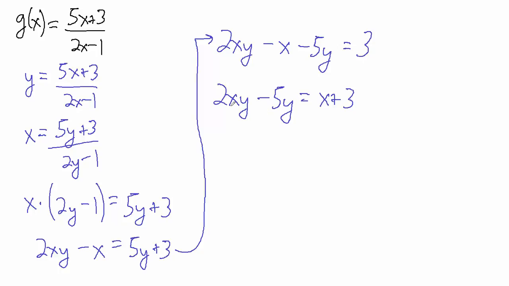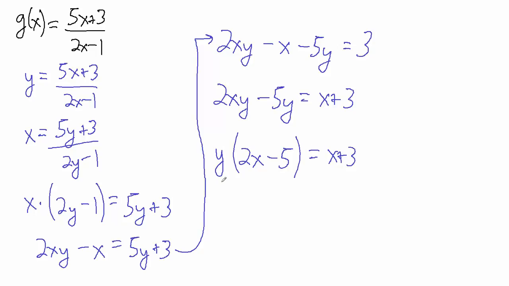But anyway, now this is good news. Why is that good news? Because everything with a y is on the left side, everything without a y is on the right side. And now we want to solve for y, right? So all we have to do now is factor y out of the left-hand side. So if we factor y, what's left over? Well, here's 2xy. If we factor out a y, what's left over is 2x. Here's minus 5y. If we pull out a y, what we get left over is minus 5. And then we still just have x plus 3 over here.